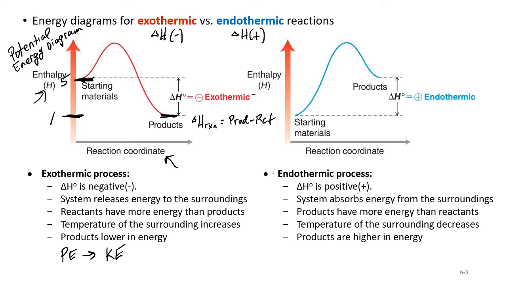A couple other points. Let's review the exothermic process. Delta H is negative. The system releases energy to the surroundings. The reactants have more energy than the products. The temperature of the surroundings increases.